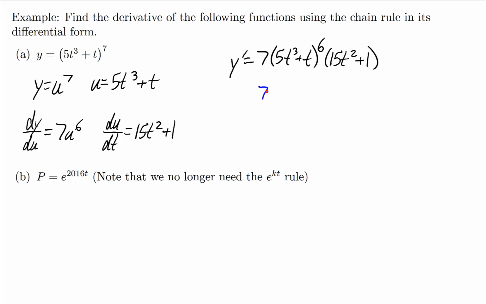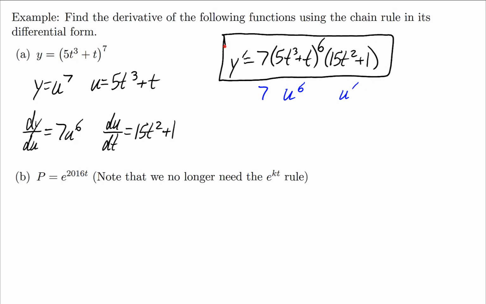Just to highlight that, that is 7u to the 6th, and actually a u prime is a way you could think about this. So there's the first one. This is a form for powers. Remember, for powers, a good choice of the inside is the inside of the parentheses, the inside of the power. For the next one, a good choice for your inside is your exponent.